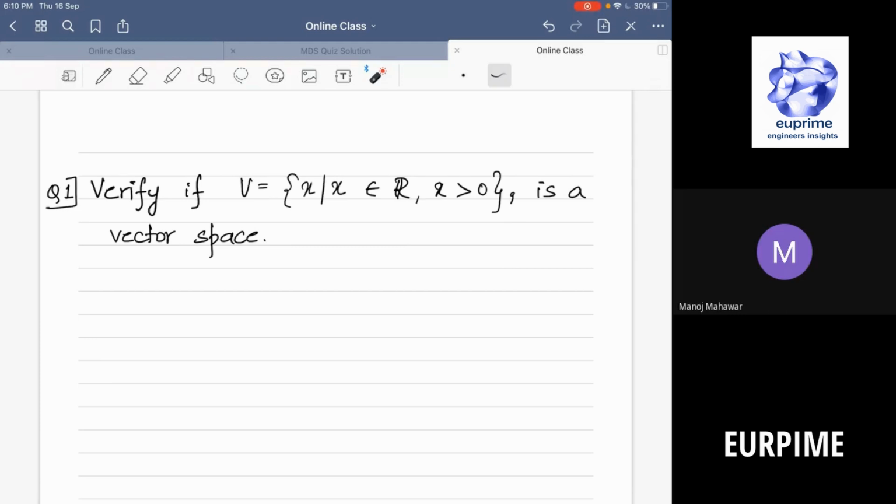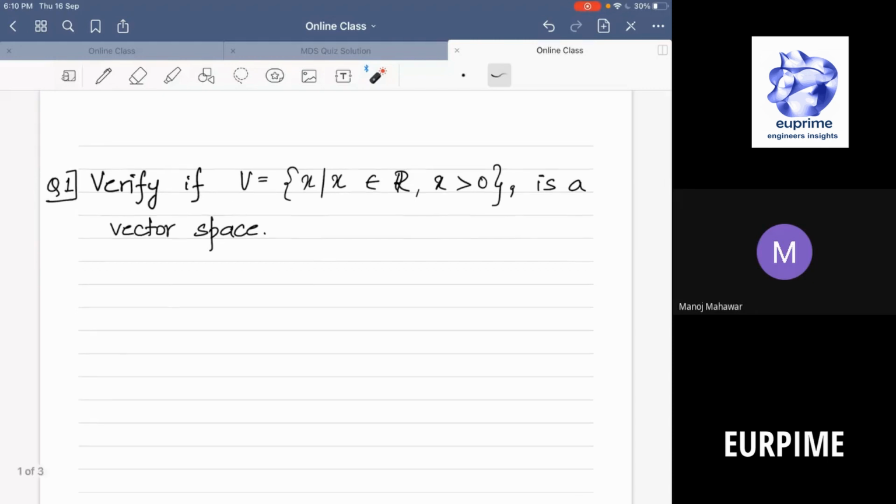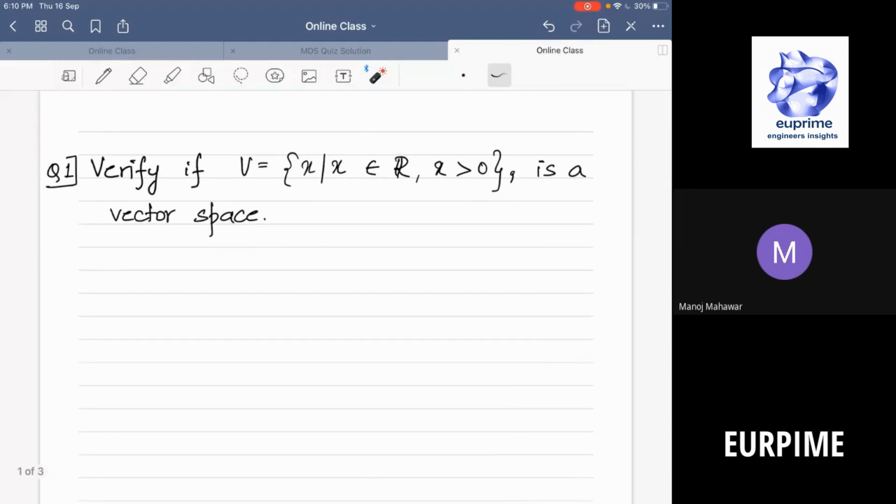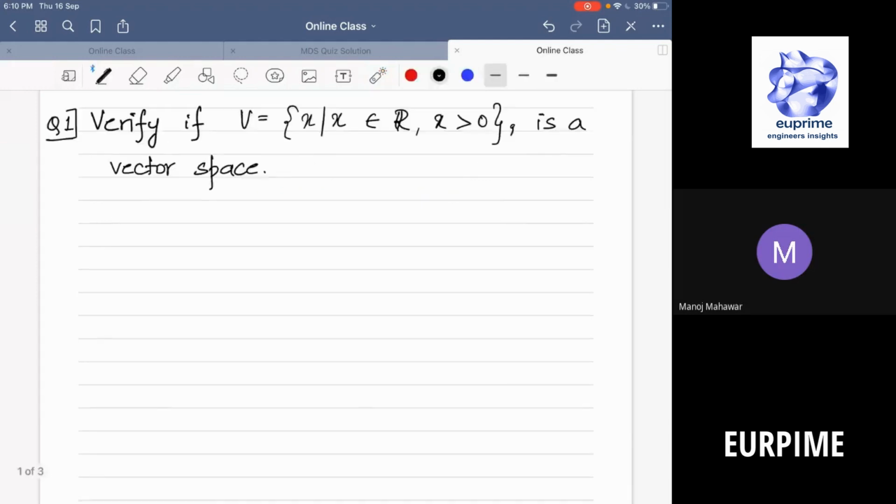Were you all able to solve the problem? To show whether this V is a vector space, we need to check whether it is closed under vector addition and scalar multiplication. If you consider any element X which belongs to V and some other element Y which belongs to V, then x plus y also belongs to V. So this is closed under vector addition.